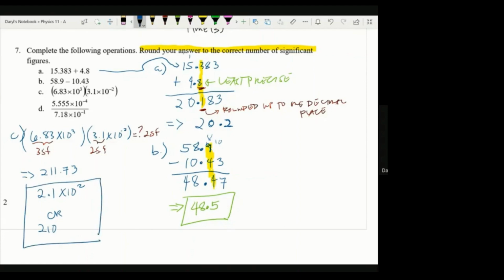And then for letter D, you have that divided by that. So this has 3 sig figs. This has 4 sig figs. So the answer should have 3 sig figs. Doing that one in your calculator, that should give you 7.74 times 10 to the power of -4. So this has 3 sig figs.